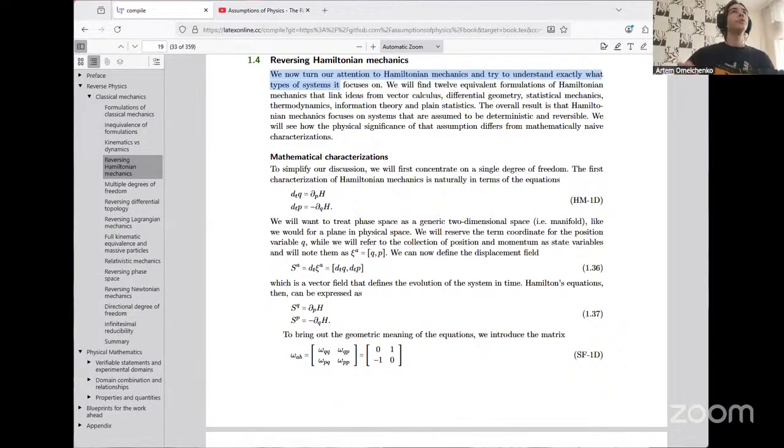So we now turn our attention to Hamiltonian mechanics and try to understand exactly what kind of systems it focuses on. Wait, we'll find your audio is a little bit garbled.